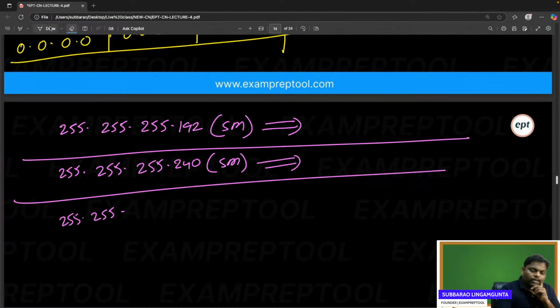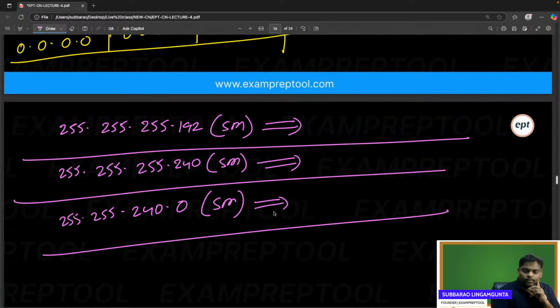Everyone try. For the first subnet mask, how many hosts are there? Everyone know.